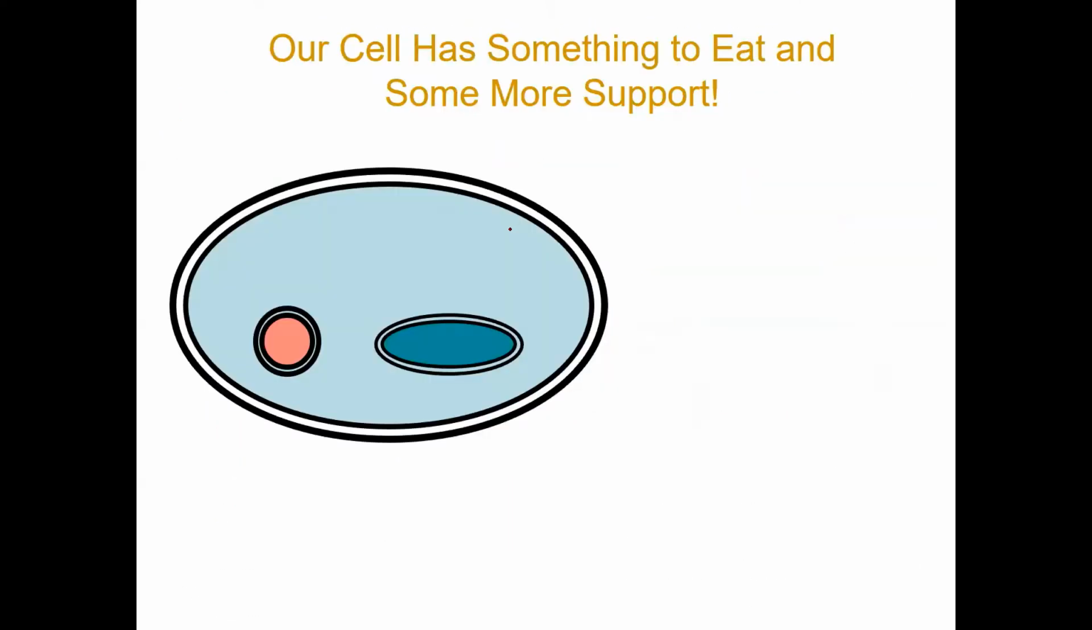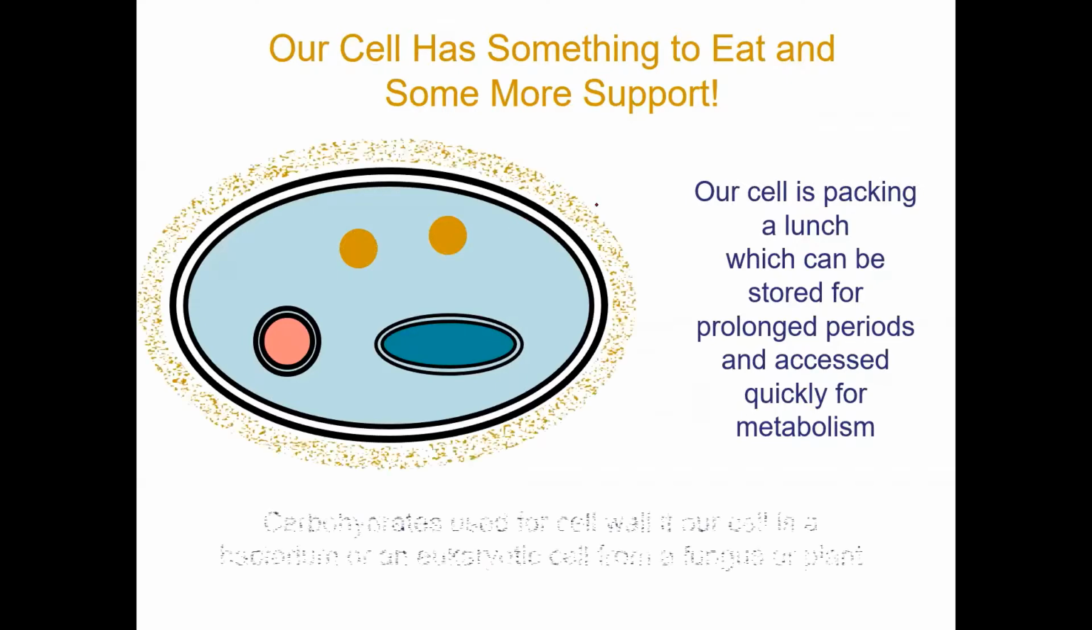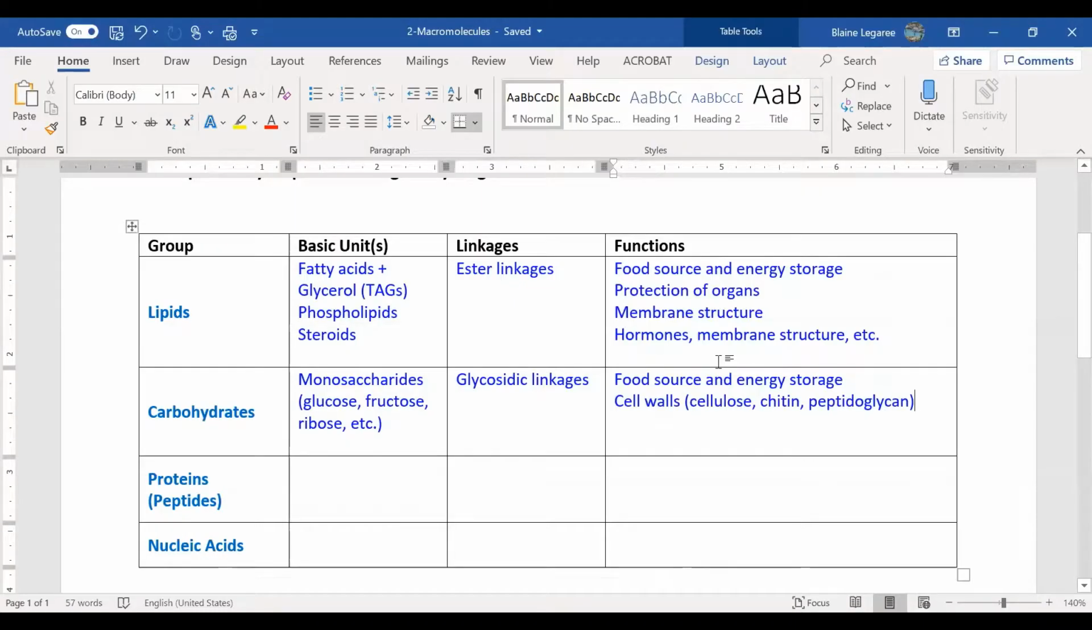Okay, so it says our cell has something to eat. So there we go, we put some food in there. There's some carbohydrates or maybe some fat, and we also have carbohydrates used for the cell wall. So I'm going to go back now to the notes, and I had one more thing to add about carbohydrates, which will come up when we talk about membranes. I just don't have a slide for it here.